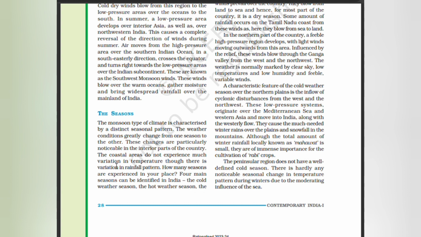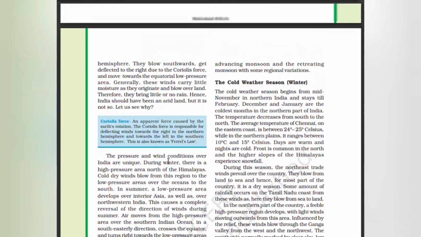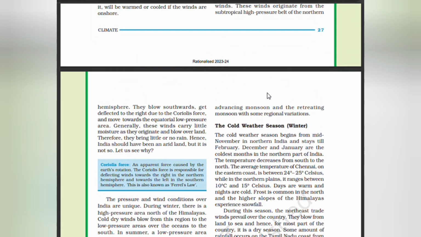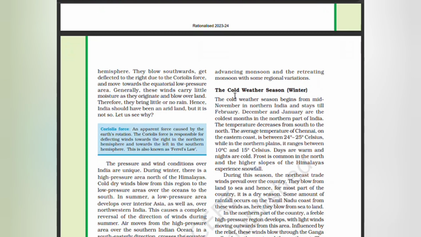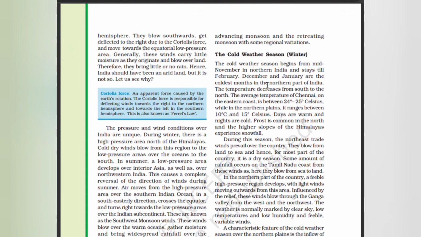Four main seasons can be identified in India: the cold weather season, the hot weather season, the advancing monsoon, and the retreating monsoon, with some regional variations. The cold weather season, winter. The cold weather season begins from mid-November in North India and stays till February. December and January are the coldest months in the northern part of India.